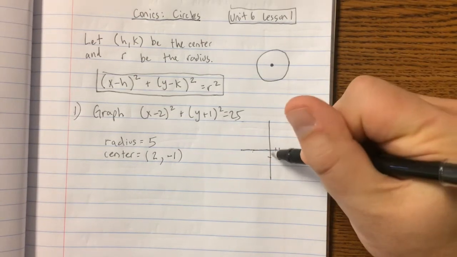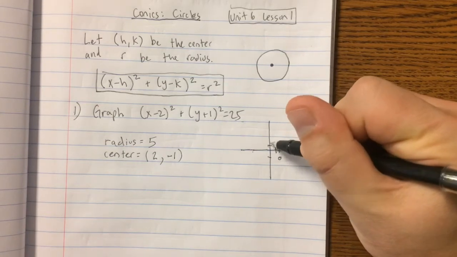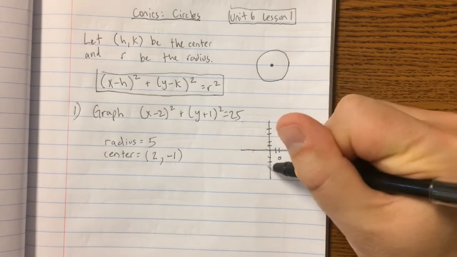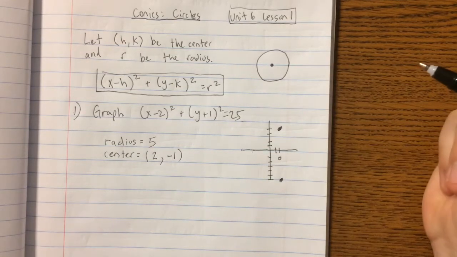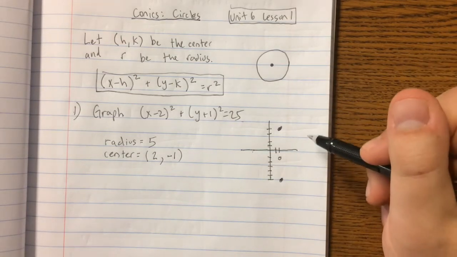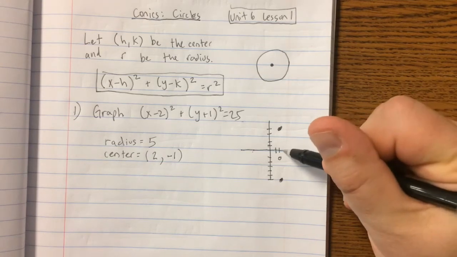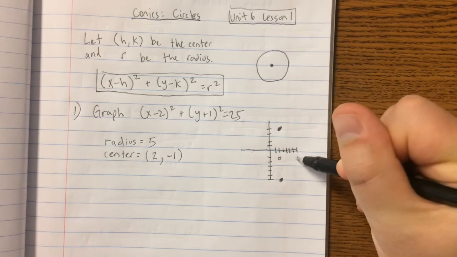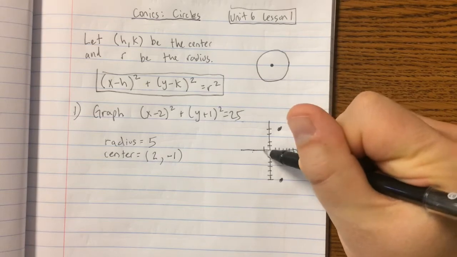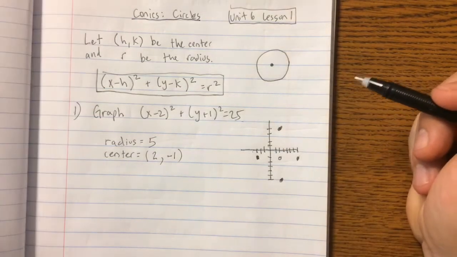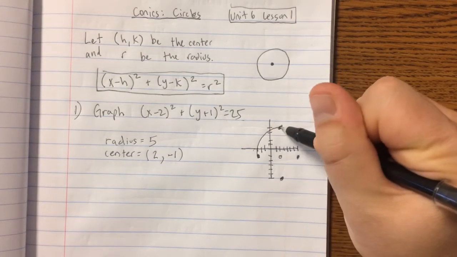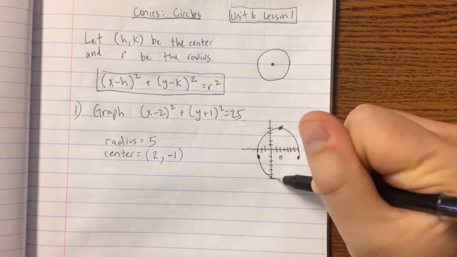plot those 4 points, and then do the best I can to sketch out a circle. So 1, 2, 3, 4, 5. I've got points here and here, roughly. I mean, this is just a sketch. And then 1, 2, 3, 4, 5. So this is going to be a pretty crummy sketch here, but here's my circle.